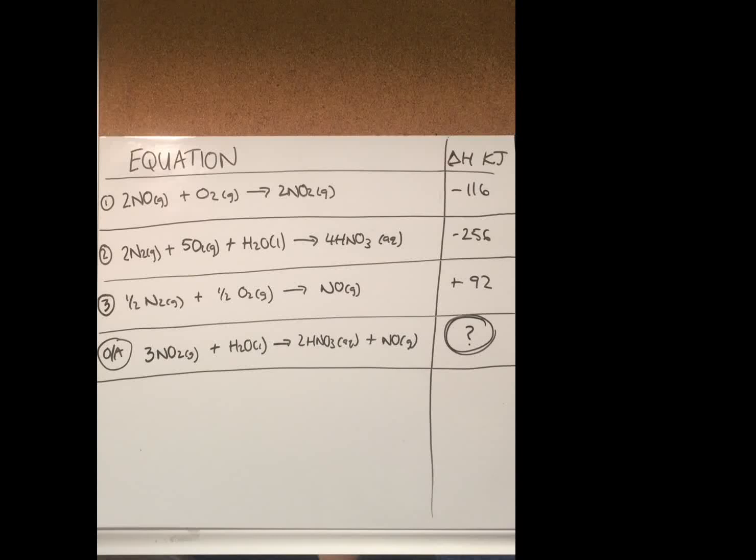Given these equations and their corresponding enthalpies, we can determine the change in enthalpy for the overall equation. The goal is to manipulate the three given equations in such a way that you end up with the overall equation through Hess's law, which sums up all the parts and cancels many of the intermediate products or reactants. There are two tools that are used to accomplish this.